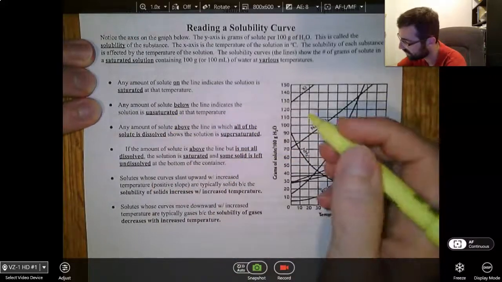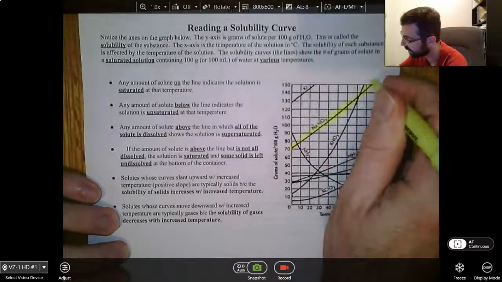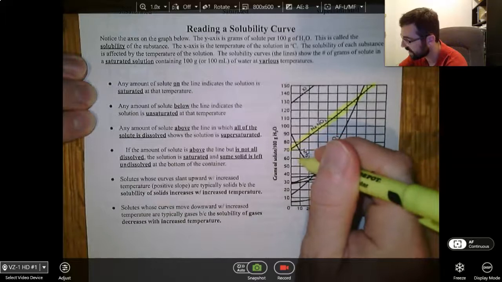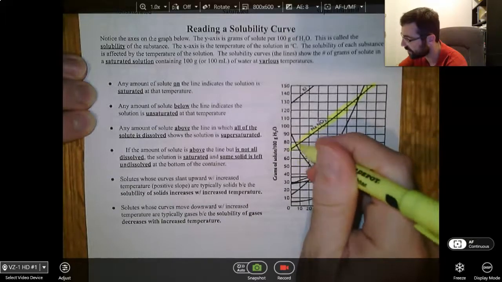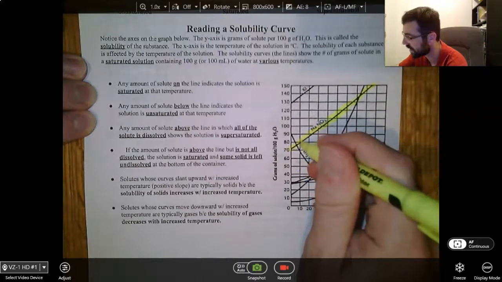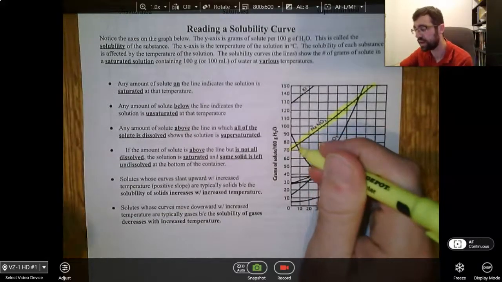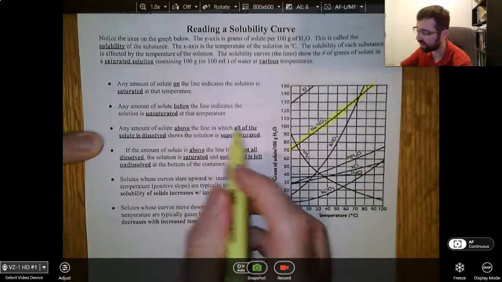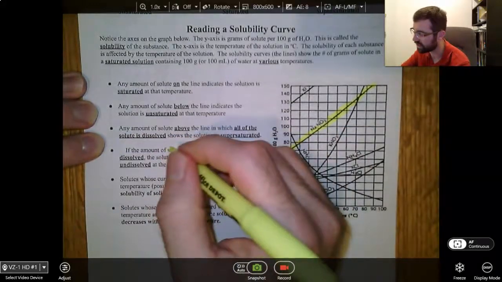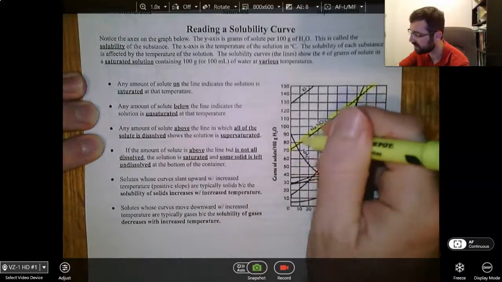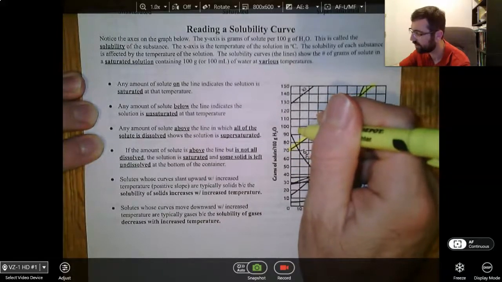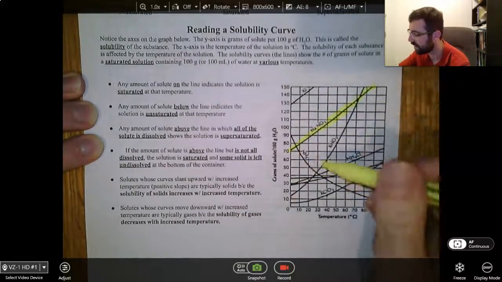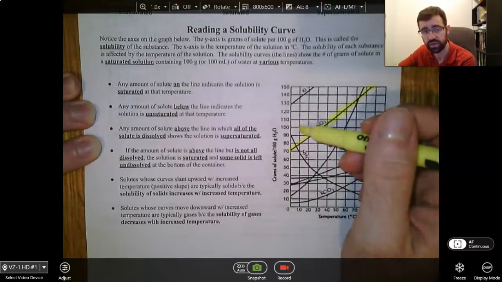So again, I'm just going to focus on this NaNO3 line. I think it's helpful. If I'm talking about 10 degrees Celsius, let's say it was around 60 grams that dissolved. That's less than the maximum amount that is possible to dissolve at 10 degrees Celsius. So that would be an unsaturated solution of sodium nitrate. Any amount above the line in which all of the solute is dissolved shows the solution is supersaturated. So if I were to say I have 100 grams of sodium nitrate dissolved at 10 degrees Celsius, that's above the line. That would be a supersaturated solution.